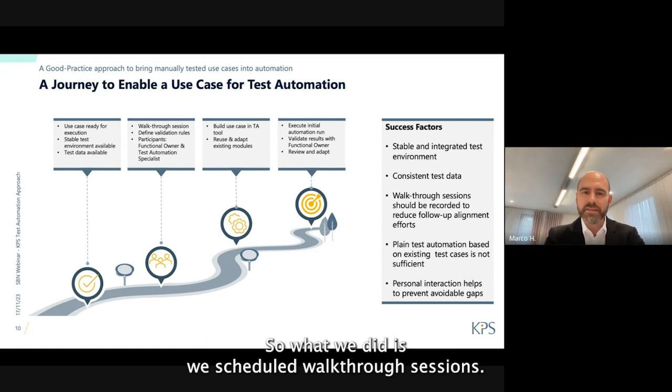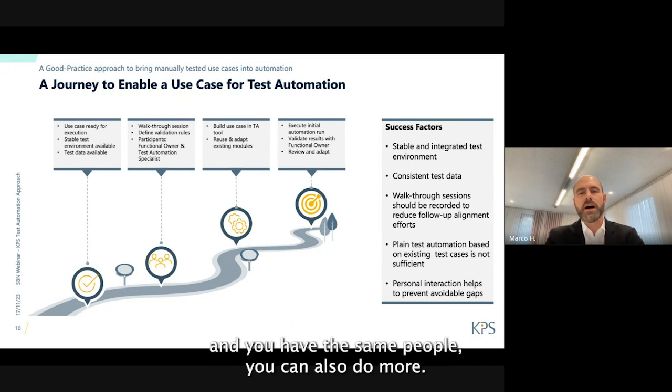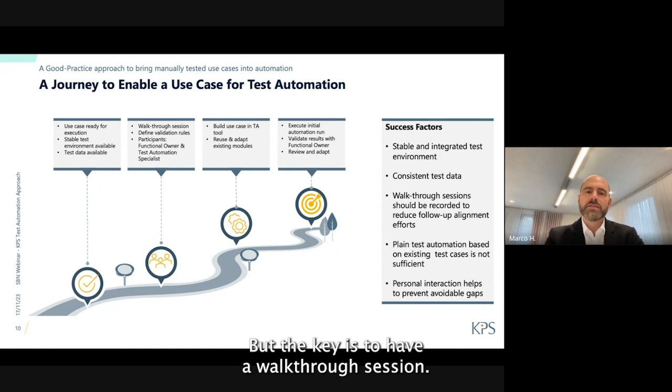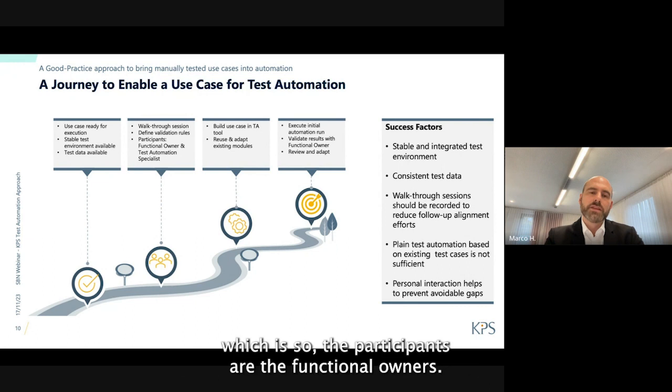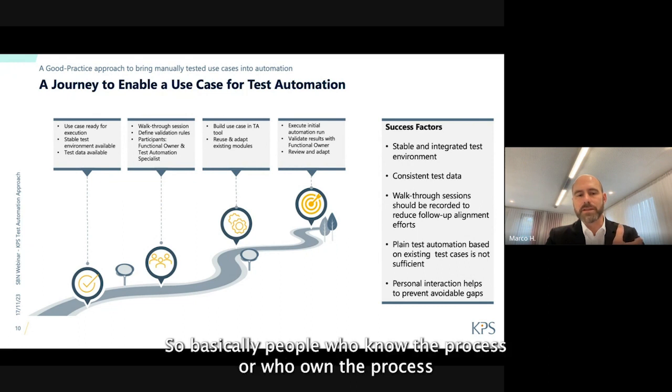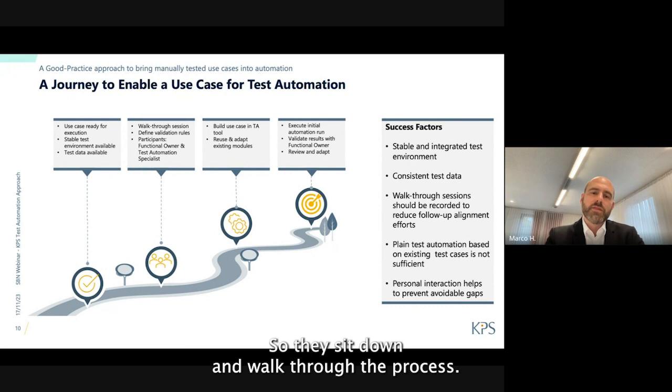So what we did is we scheduled walkthrough sessions. One session for one process, or if it is a smaller process and you have the same people, you can also do more. But the key is to have a walkthrough session. During that walkthrough session, the participants are the functional owners, that's how I named it. Basically people who know the process or who own the process and are able to execute the process, and a test automation specialist. They sit down and walk through the process.